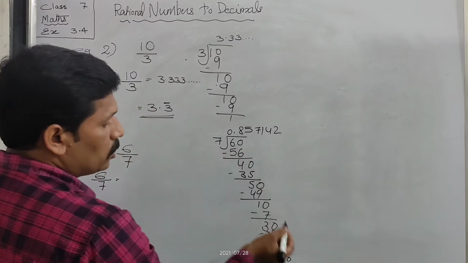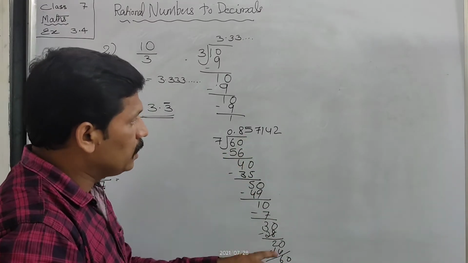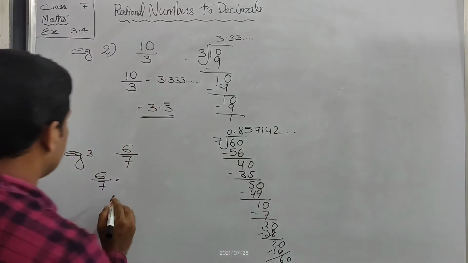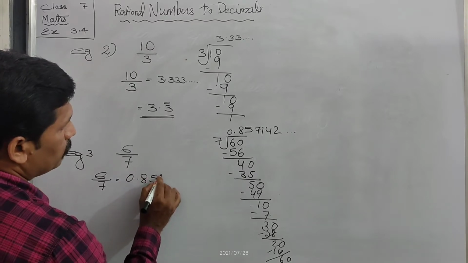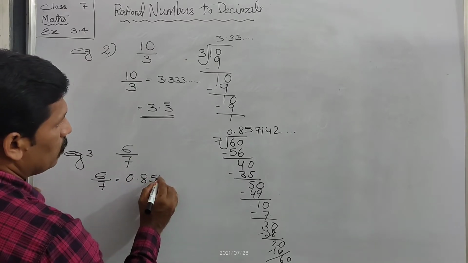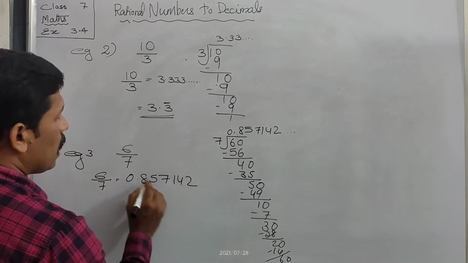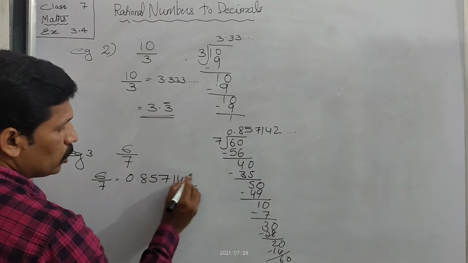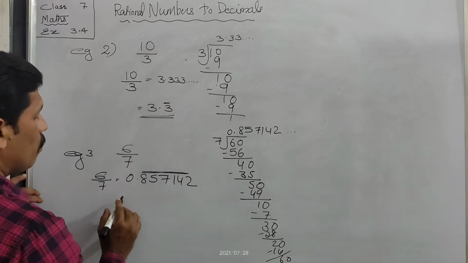60. Again this 60 is repeated. That means if we continue again, then these same digits may repeat here. So that we can write 6 upon 7 is equal to 0.857142. And if we continue the division, we know that this digit again may repeat. Therefore, we write a decimal line over that.